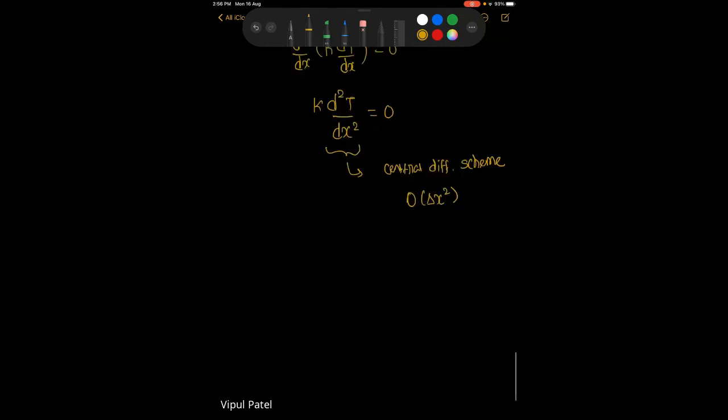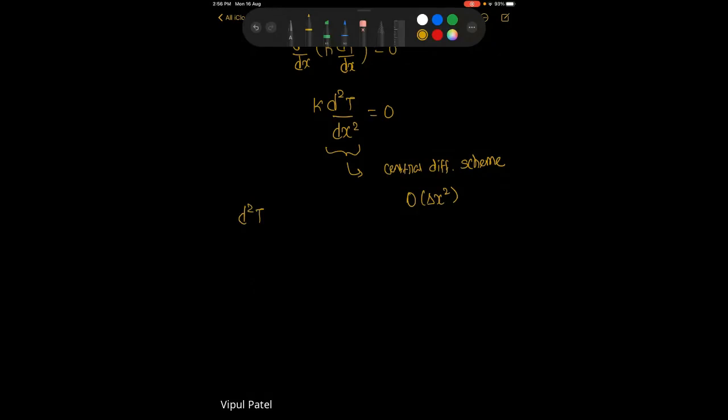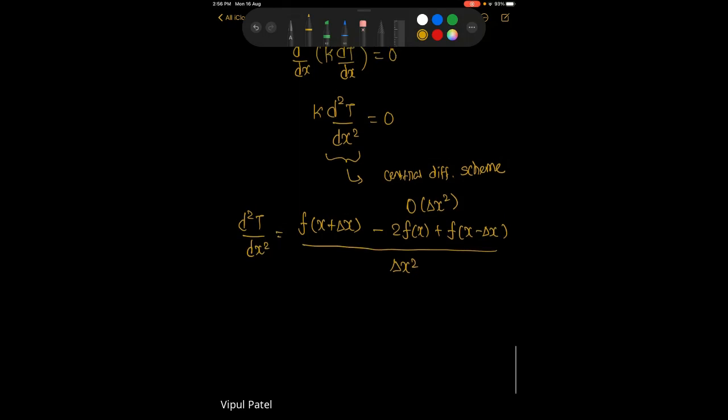If you recall, the expression for d square T by dx square was f of x plus delta x, minus 2 times f of x, plus f of x minus delta x, divided by delta x square, plus higher order terms which we have neglected. So what you need is 3 nodes.